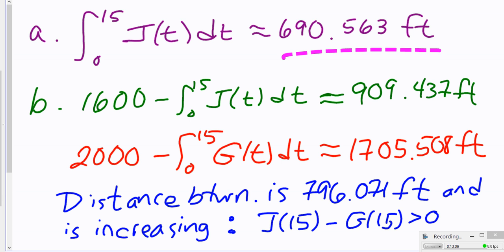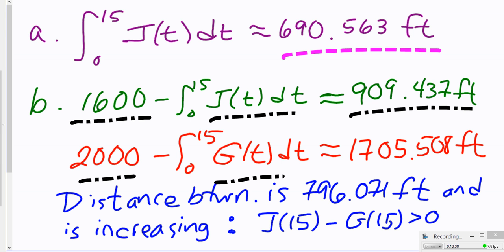And then in part B, you're asked what the distance between Jack and the giant is at time equals 15, and is it increasing or decreasing? For this, you need to include the initial condition for each of these guys. This is Jack's initial height. This is the giant's initial height. They're both going down the beanstalk, so I subtracted how much they've traveled. And this is the location of Jack at time equals 15. This is the location of the giant.